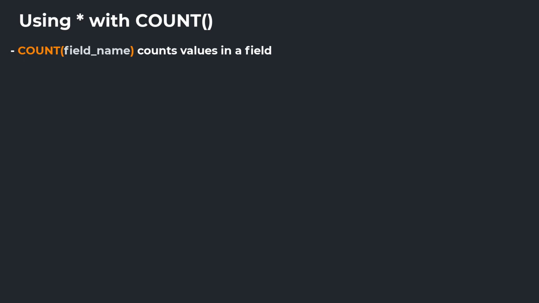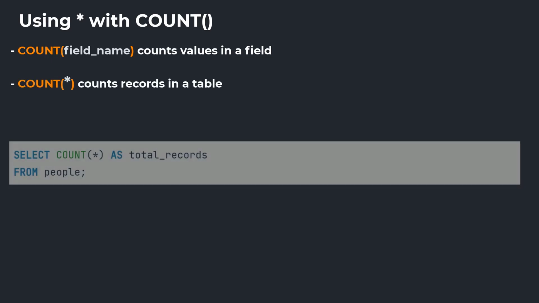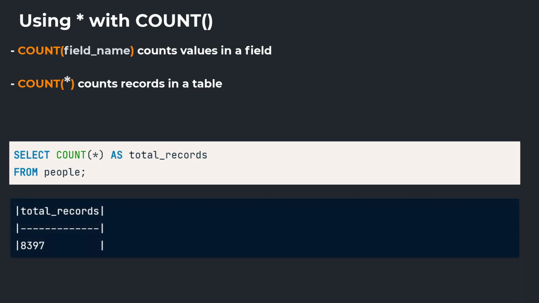However, if we want to count the number of records in a table, we can call count with an asterisk. For example, this code gives the total number of records in the people table. The asterisk represents all fields. Passing the asterisk to count is a shortcut for counting the total number of records.